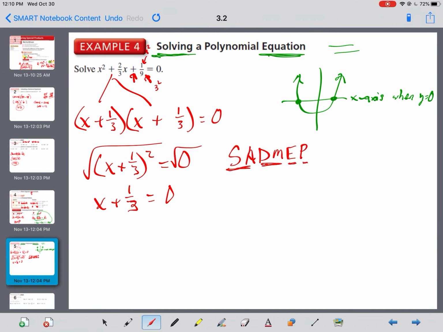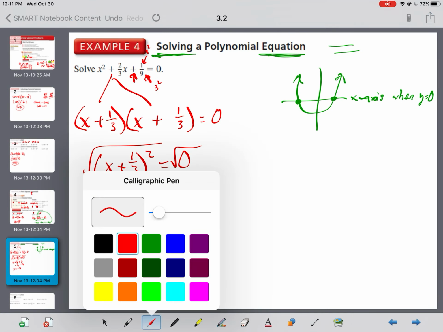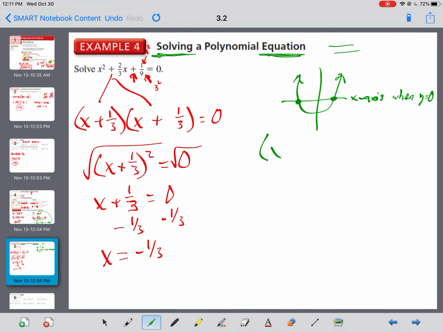Then go through the process again. Are there any subtract adds to get rid of? Well, I've got to add to get rid of, so I subtract it from both sides. So x equals negative 1/3. Technically it does it twice because we had 2 parentheses for it. So I'm going to show you a little bit different way to do that over on the other side.